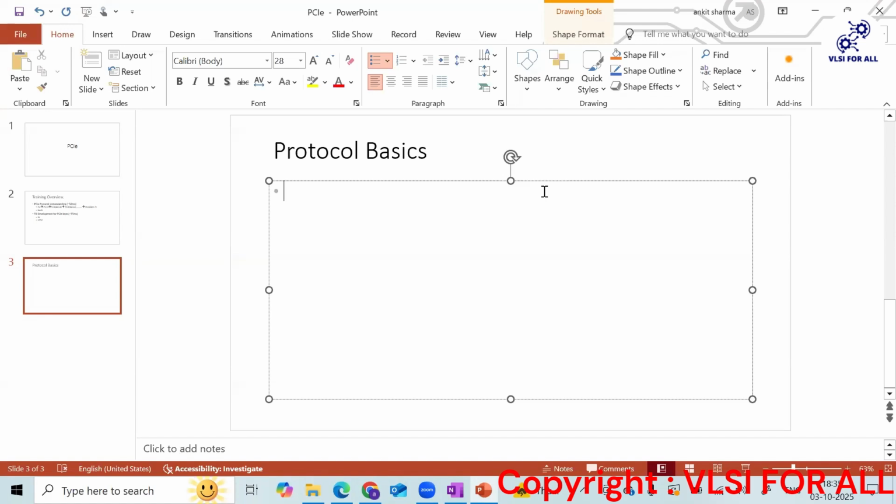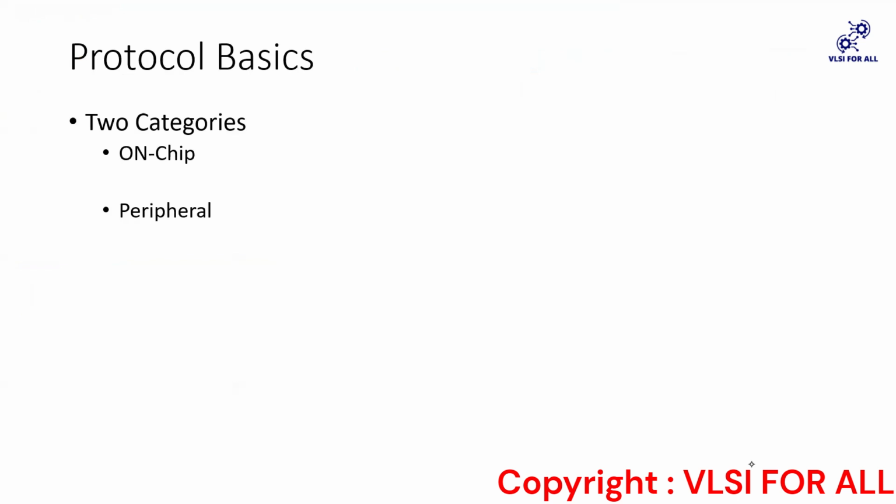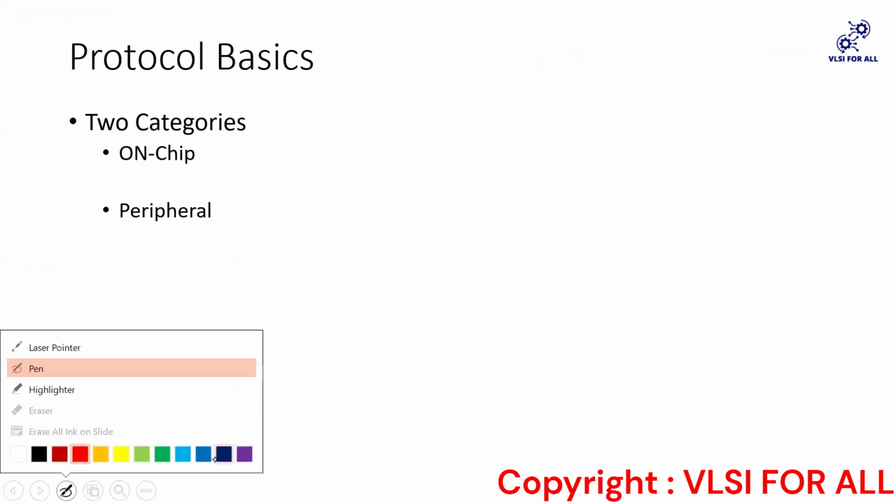So protocols basically have mainly two categories. One is on-chip protocol, and another one is peripheral protocol. So what is the main difference between on-chip protocol and peripheral protocol, and why is this required? Let me just tell you here.